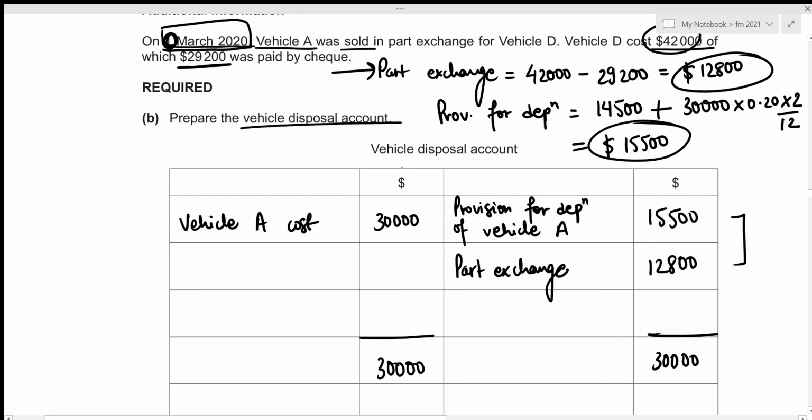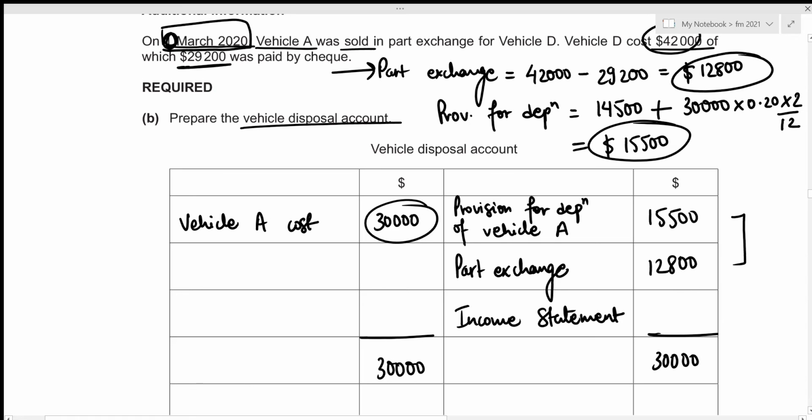And we can see that the cost is greater than the provision for depreciation and part exchange, which means that there is a loss. And this loss is to be recorded on the income statement. So that would be income statement. And this now acts as our balancing figure.